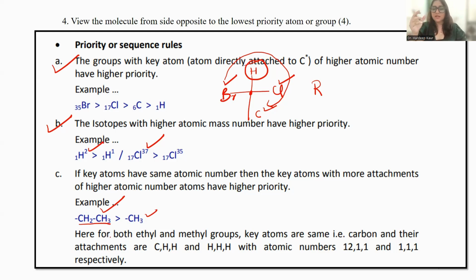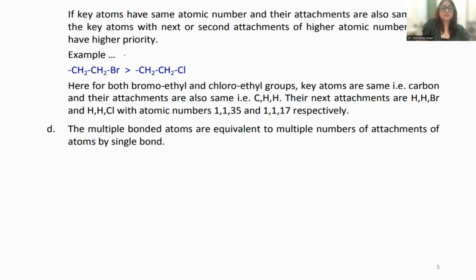Here both ethyl and methyl groups have a carbon atom, so carbon, hydrogen, hydrogen, then hydrogen, hydrogen, hydrogen, with atomic numbers 12, 1, 1 and 1, 1, 1 respectively. In this case, carbon is attached to two hydrogens and then another carbon, so this one will have more priority. Sometimes the longer carbon chain attached to the final group will get more priority, because bromine has a higher atomic number than chlorine.